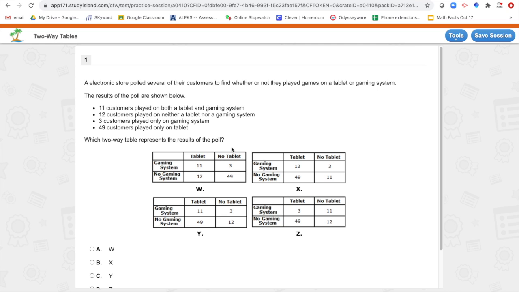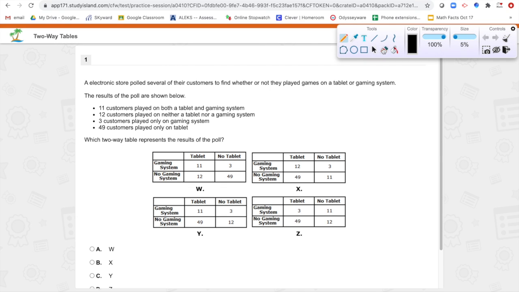The electronics store polled several of the customers to find whether or not they played games on a tablet or gaming system. So when you look at the two-way table, it's really looking at two different things and how they can possibly relate to each other. So I've got this fancy new drawing extension here. So we're looking at the tablets. All right, so we look at the tablet compared to a gaming system here or no gaming system.